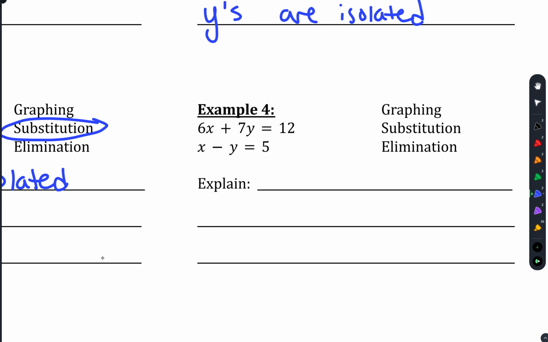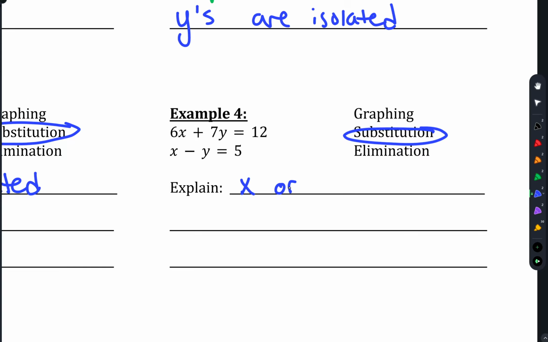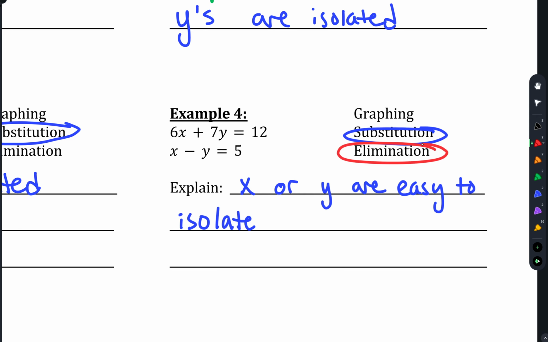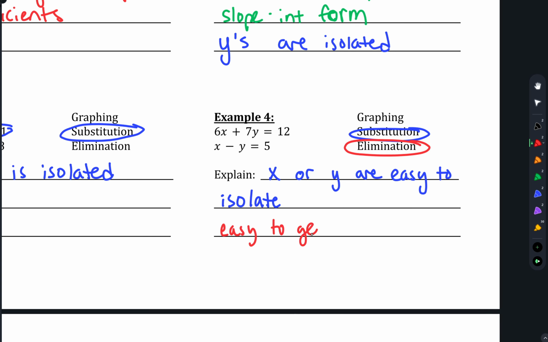What about example 4? Zach says substitution. Why would we want to use substitution? What's easy to isolate here? X or y is easy to isolate. Did anybody say something different? You could say elimination. Why could we say elimination here? Yeah, if I multiplied this by a -6, I would get a -6 and a +6. If I multiplied this by 7, I'd have a +7 and a -7. That's only one step, so that's not too bad. So I could argue that elimination is easy to get those opposite coefficients. Any questions on that?